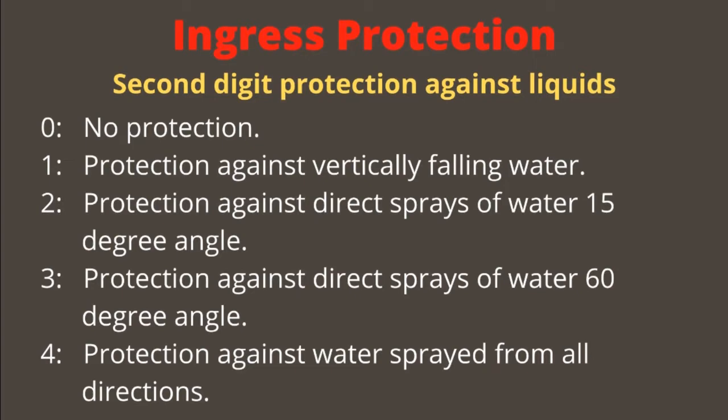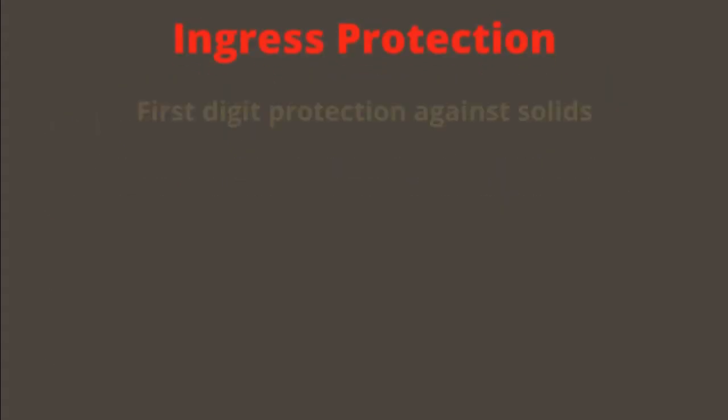The second digit of IP is protection against liquids. 0. No protection. 1. Protection against direct falling water. 2. Protection against spraying water at a 15-degree angle from the vertical. 3. Protection against water spray at a 60-degree angle from the vertical. 4. Protection against spray water from all directions.